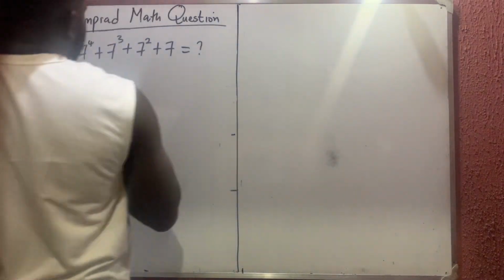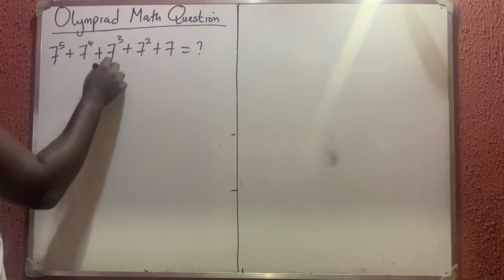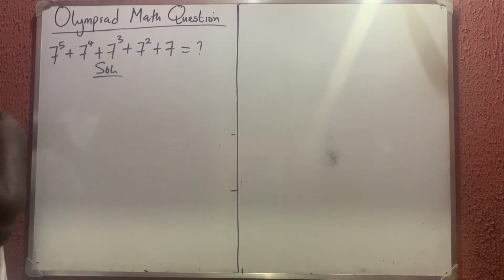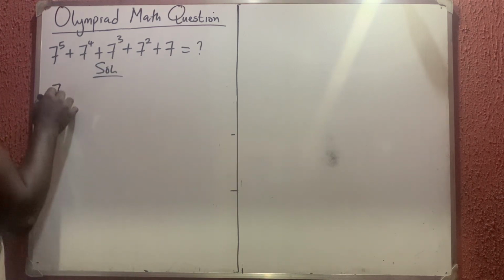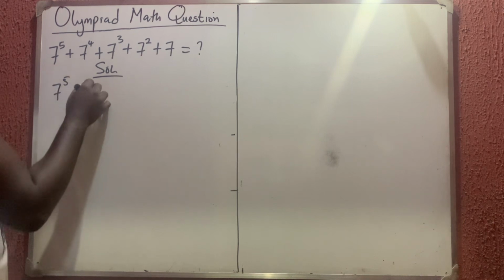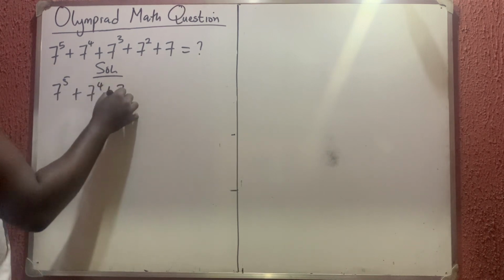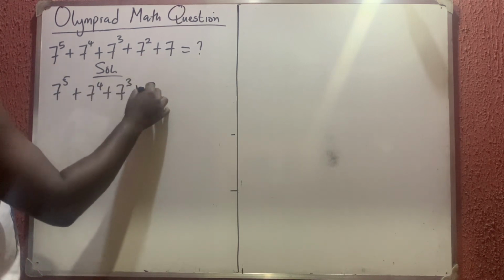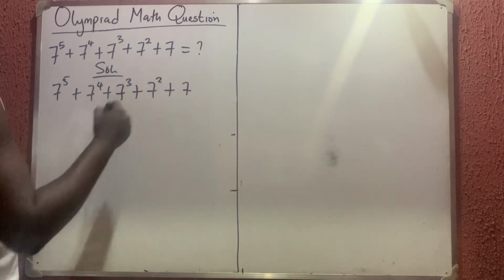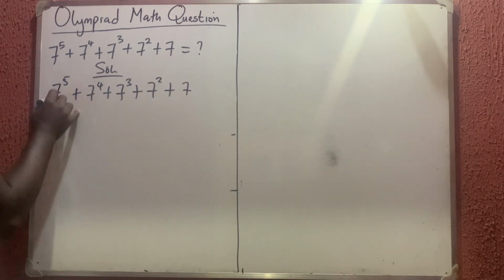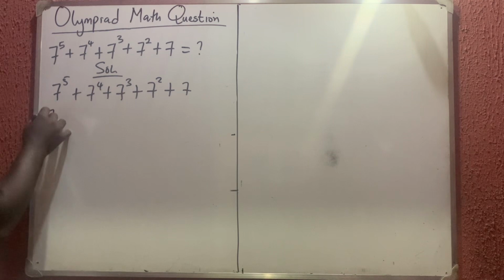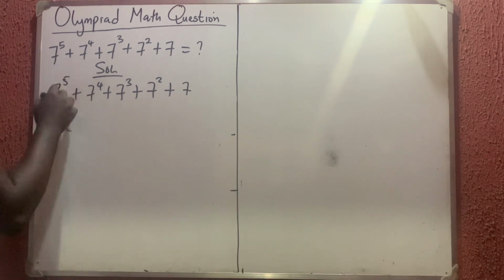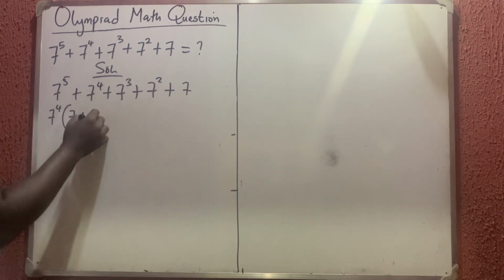All right, let us quickly solve this problem. 7 raised to power 5 plus 7 raised to power 4 plus 7 raised to power 3 plus 7 raised to power 2 plus 7. All right. Now, between these two, if I bring out 7 raised to power 4 outside, I think I'll be having 7 here plus 1, right?